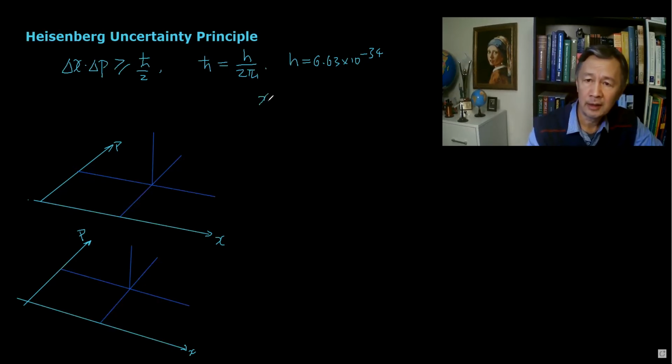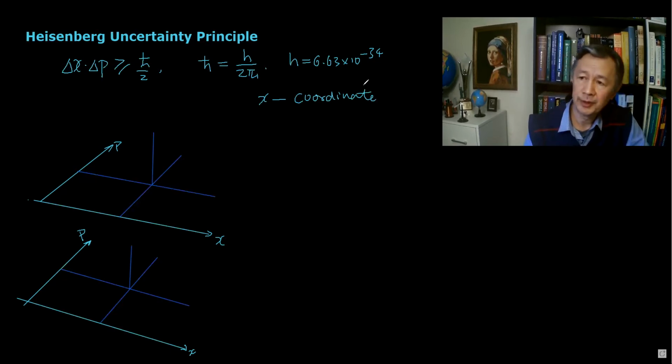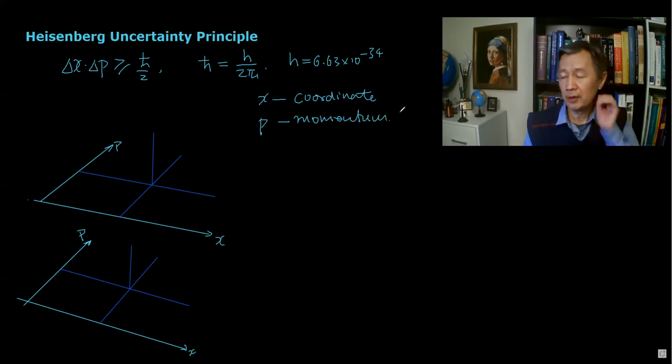Now in this formula, x is the coordinate of the particle, or the position, which is used to describe the position of the particle, where p is the momentum. Again, it is also used to describe the motion of the particle. In Newton's mechanics, both the position and the momentum must be well defined to describe the motion of a single particle. However, this is not the case in quantum mechanics.